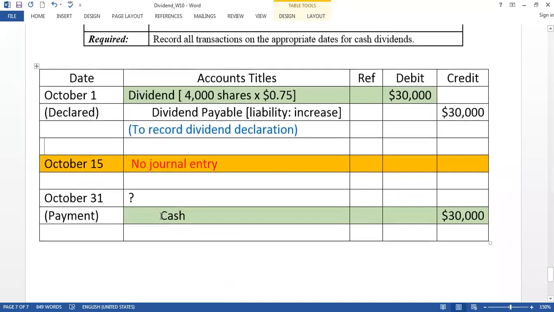Now we pay cash, right? We pay cash credit. What should be the debit? Dividend payable. Why dividend payable? Because if you pay cash, you don't have any liability, right? So dividend payable is going to be recorded on the debit side now. Dividend payable is a liability. Liability now decreases. If your liability decreases, then you don't have any other liability.